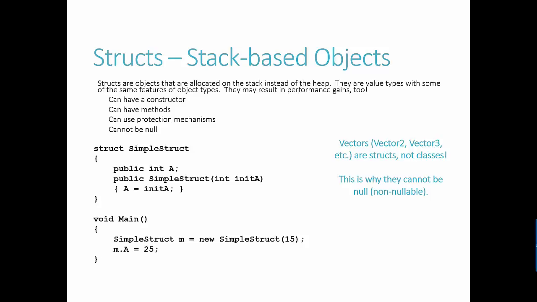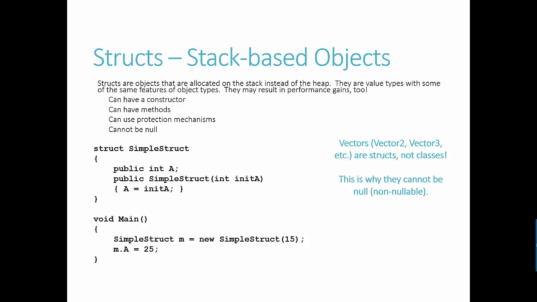For the most part, classes and structs are identical in almost every respect. They can have constructors and methods and can even use protection mechanisms. However, the big difference is that structs are allocated on the stack, meaning that their memory is destroyed as soon as they go out of scope. This could be a benefit for applications that create and destroy large amounts of memory frequently.